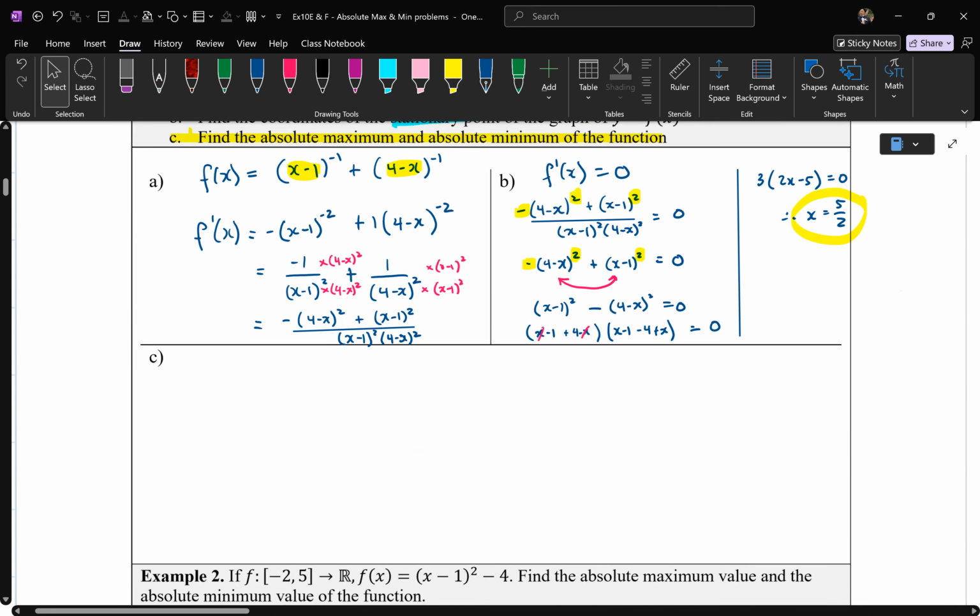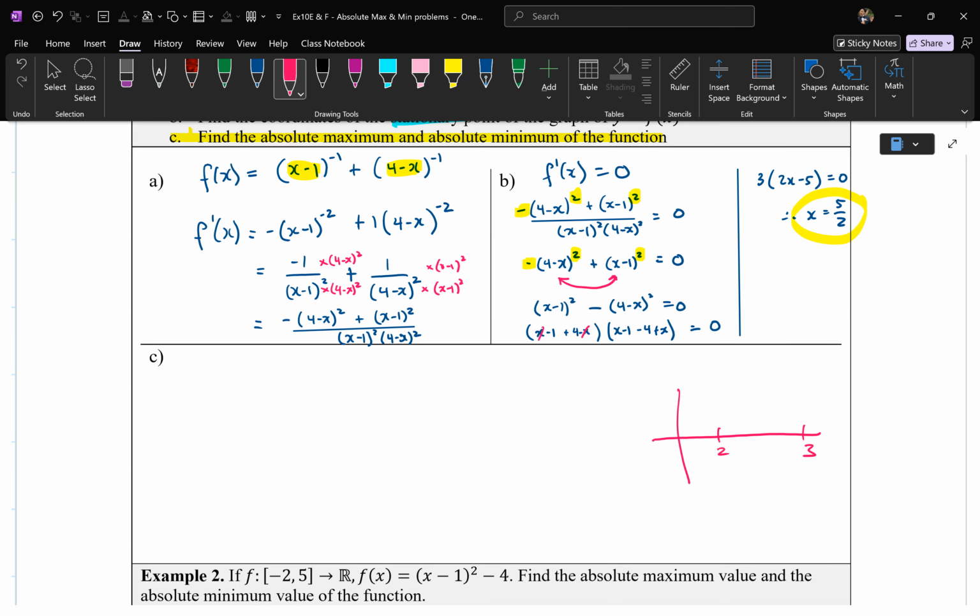Let's visualize what's happening here. Usually with max mins, I like to visualize it. You've got 2 to 3 as your domain. You found that 2.5, or 5 on 2, which is actually dead center, has a stationary point there. Now you need to find the absolute max and absolute minimum. So the first starting point is to figure out what the y values are for 2 and 3. What is f of 2? What is f of 3? And then I also want you to find out what f of 5 on 2, or 2.5, is.